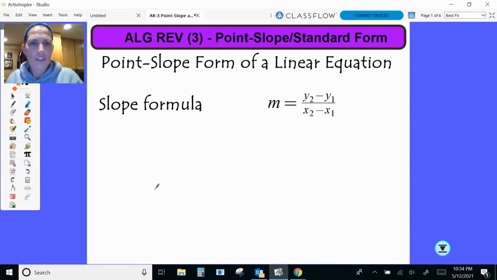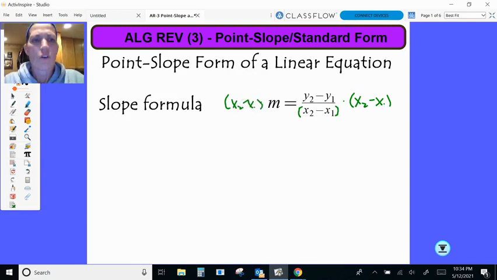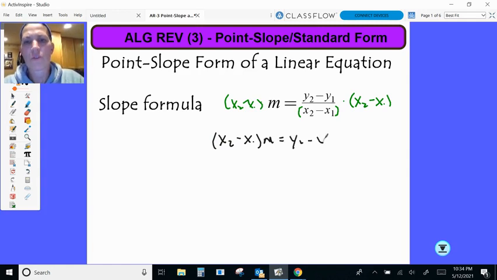Okay. So first of all, looking at our slope formula, this is our slope formula here. And if we were to take this x2 minus x1 here and multiply it on both sides, x2 minus x1, on both sides, like this, we would end up with an equation that looks like x2 minus x1 times my slope equals y2 minus y1.